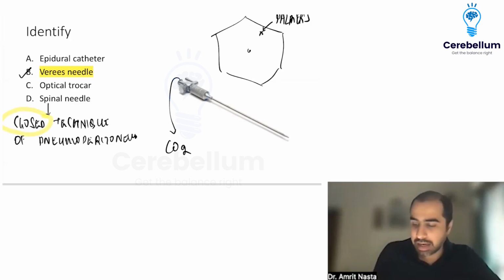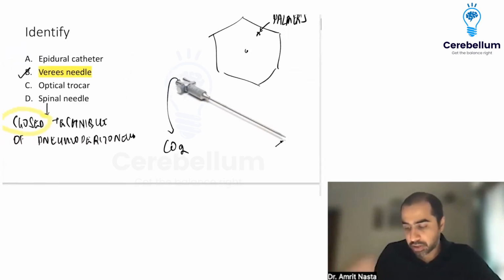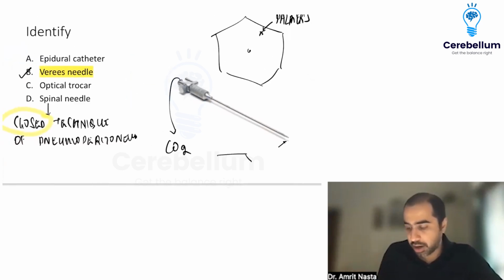Why not Salah needle? This has a typical double tip. So there is a safety mechanism. There is a sharp end like this, and from inside there is a blunt tip which goes like this, which you see over here. That is not there in the Salah needle.